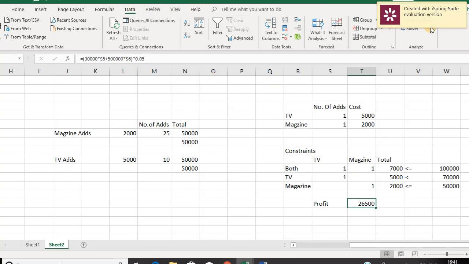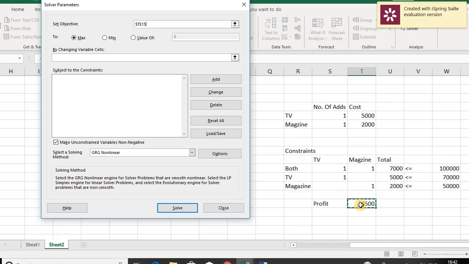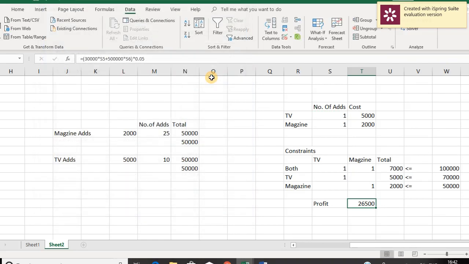In Data, Solver should be added. I will make another video on how to add Solver. So go to Solver, and we need to maximize the profit. Set Objective is the profit, and I need to maximize it. Whether you maximize or minimize depends on the condition you want. By changing these two values, and subject to the constraints, I need to add the constraints.